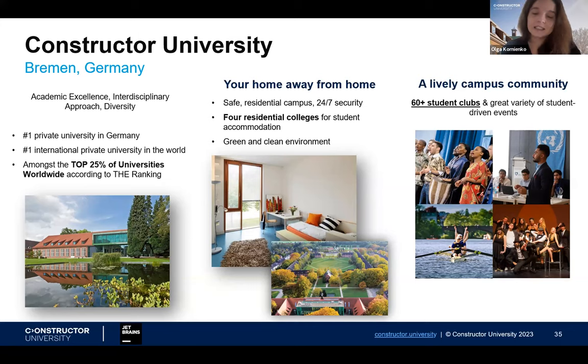There are 60 student clubs, even more than this, on different topics: music, sports, VR clubs, and so on, and more than 100 events which students organize on campus in general. So, a little bit about our university. Yeah, let's go to the next slide.